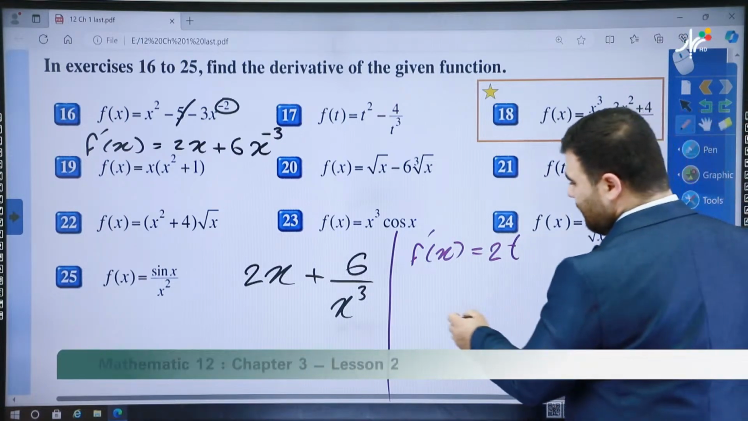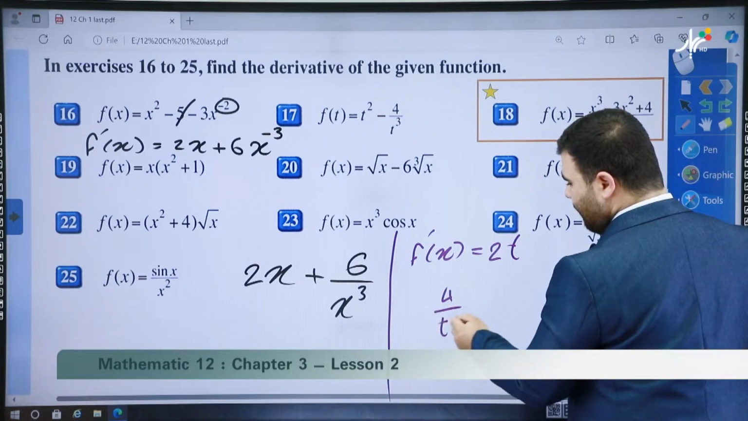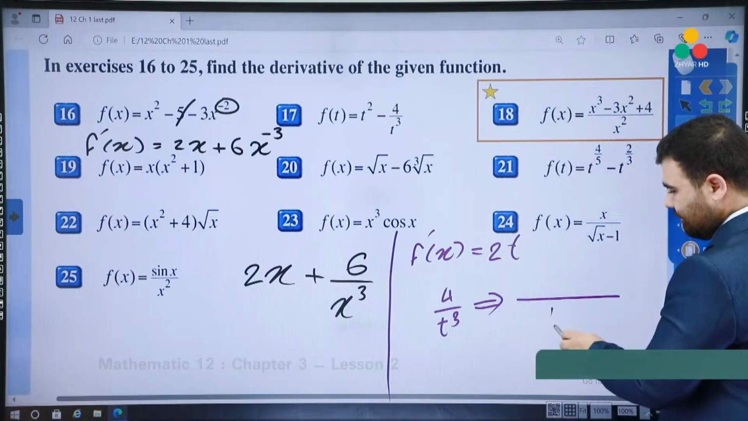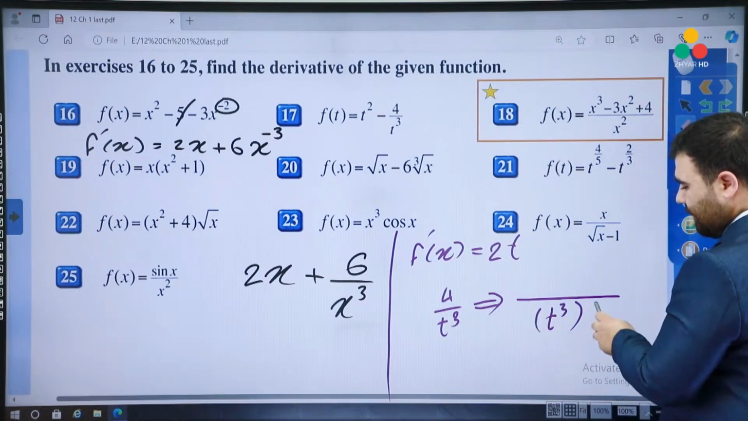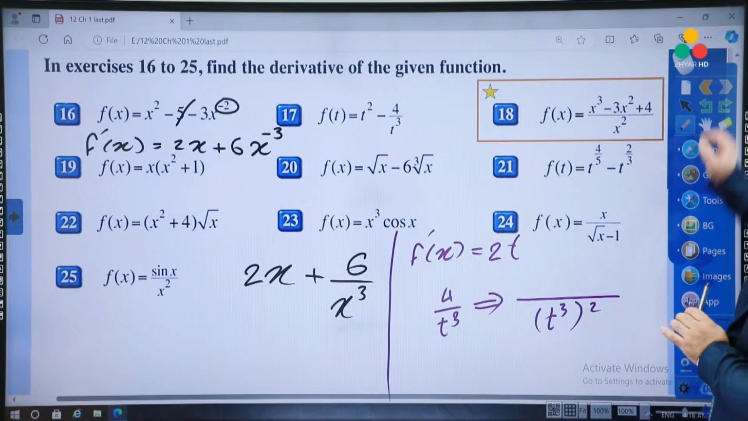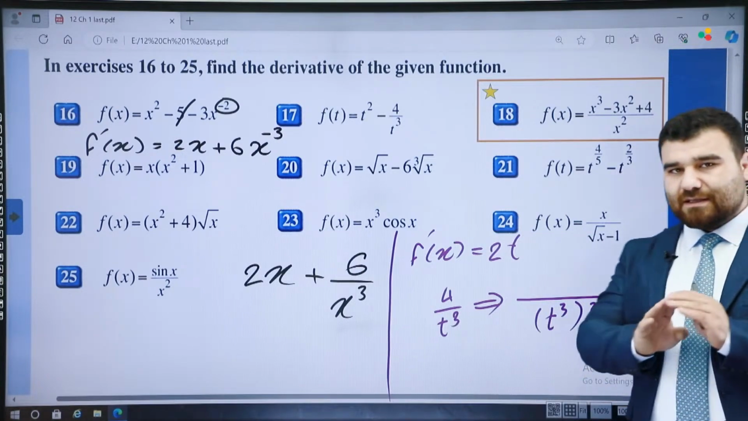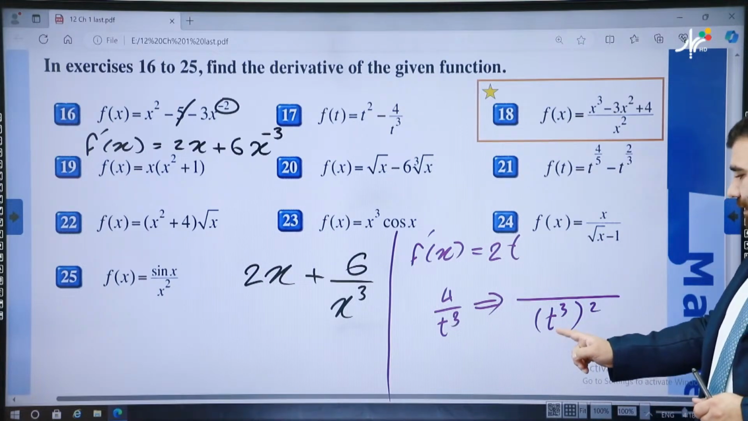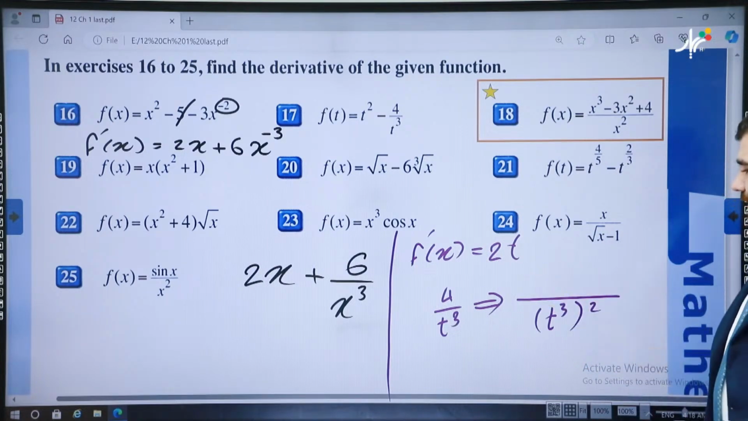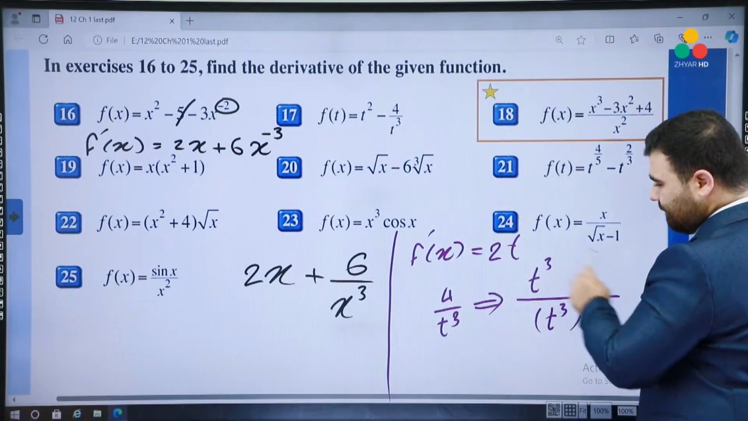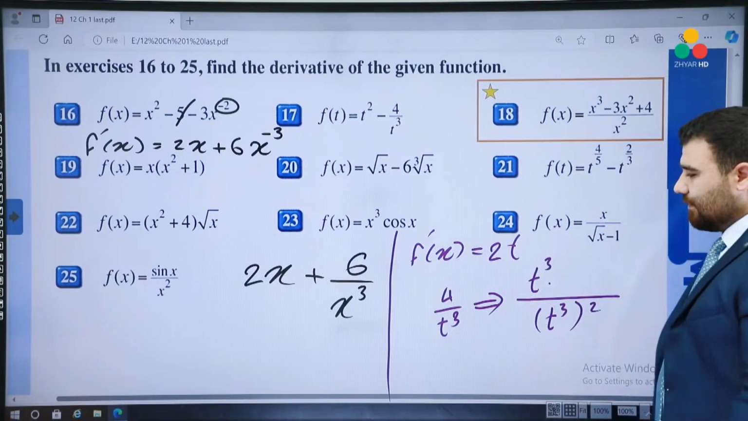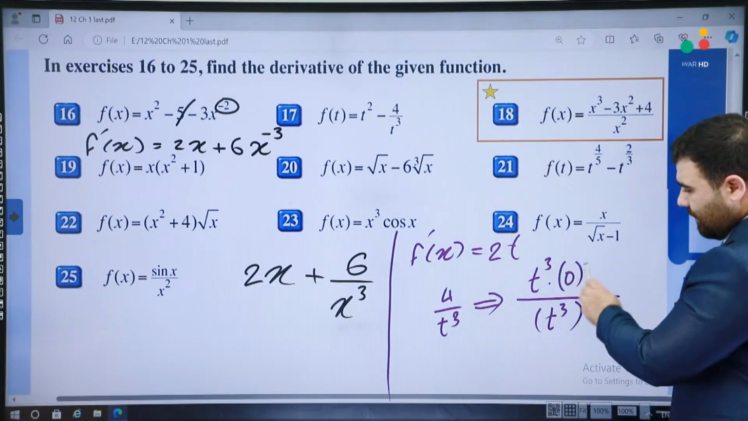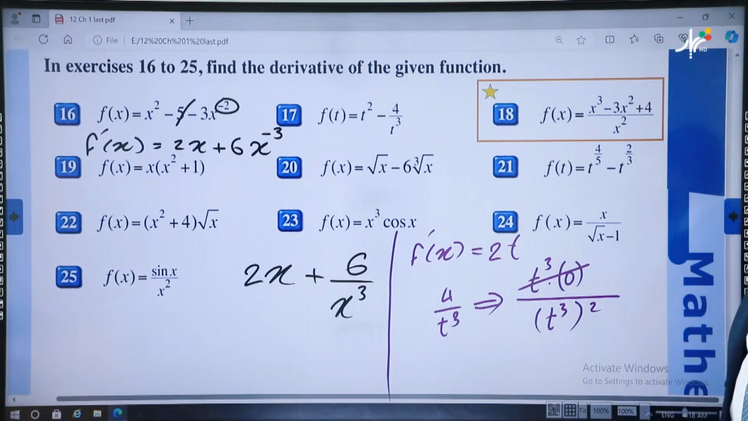Let's use the rule for 4 over t power 3. Using the rule, denominator squared, t power 3 squared. I don't simplify, I only write, until I see the rule, everything applied, then I start simplifying. Denominator is squared, that's it. I write the denominator again. T power 3 times derivative of numerator, derivative of 4 is 0. This entire part is gone. T power 3 times 0 is gone.